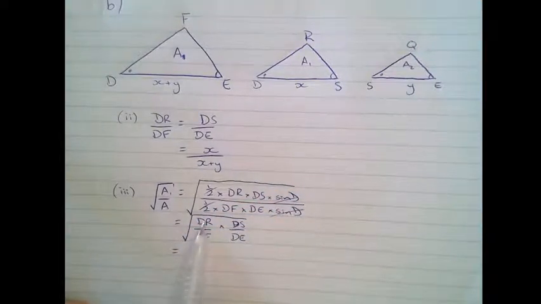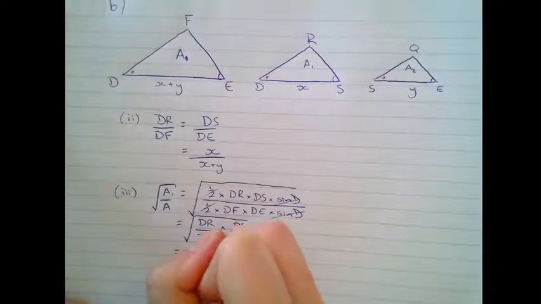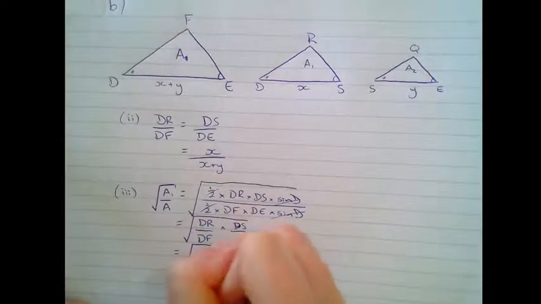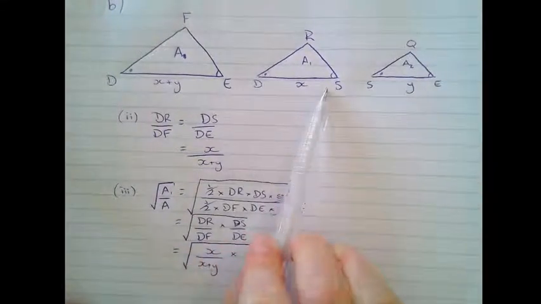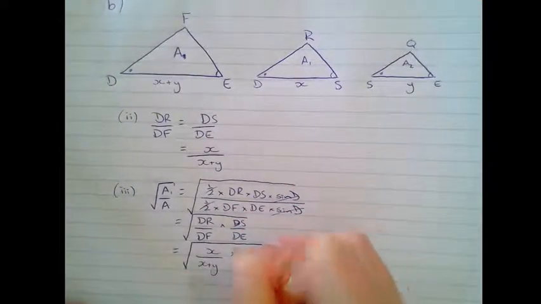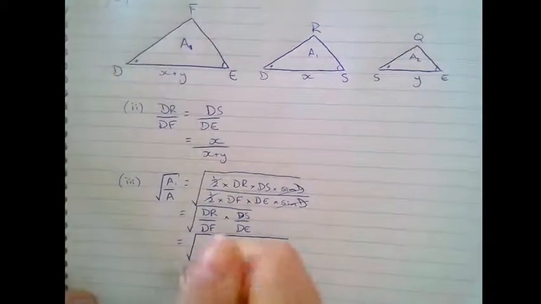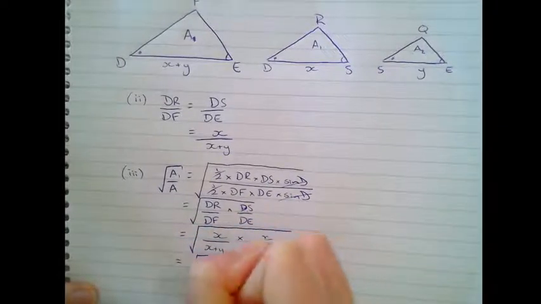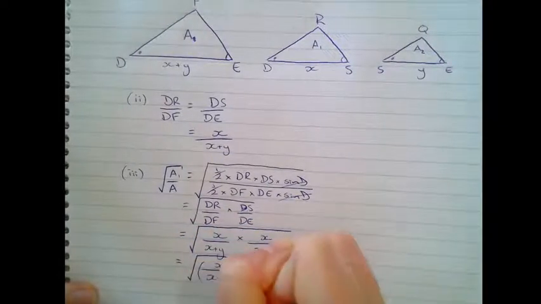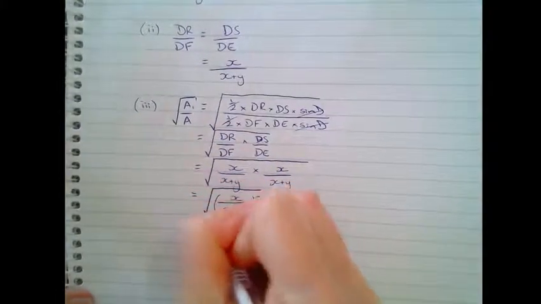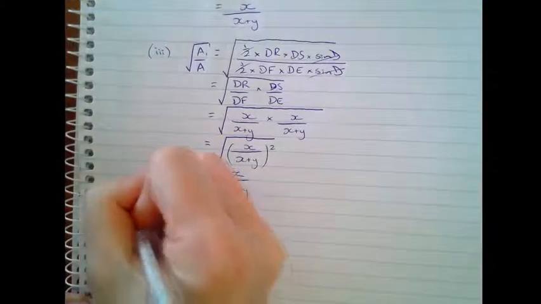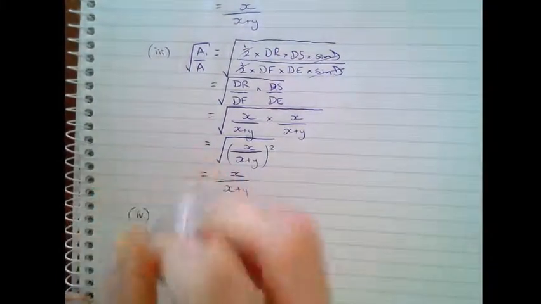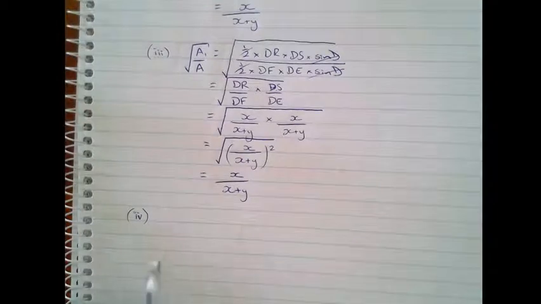Now we know from part two that DR over DF is just this, so we can have x over x plus y. And we know that DS over DE, well, DS is x and DE is x plus y, so we can have x over x plus y. So that's the same thing as having the square root of x over x plus y squared, and then the square root and the squared will just cancel out to give us x over x plus y. So that's part three.